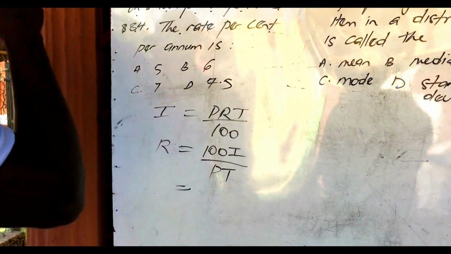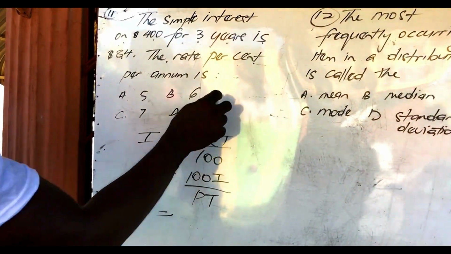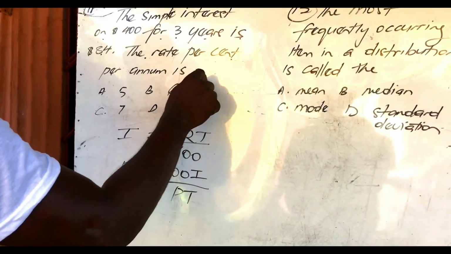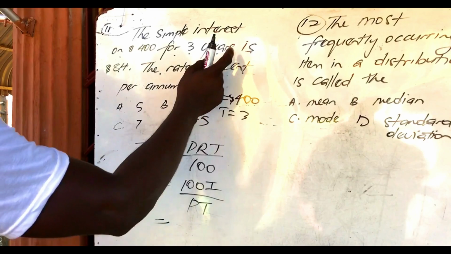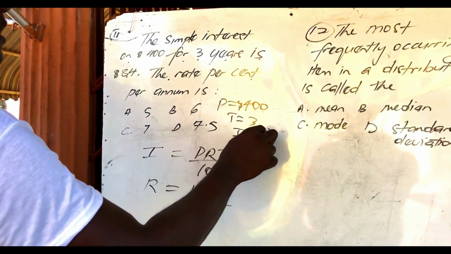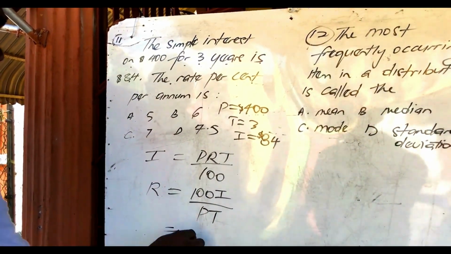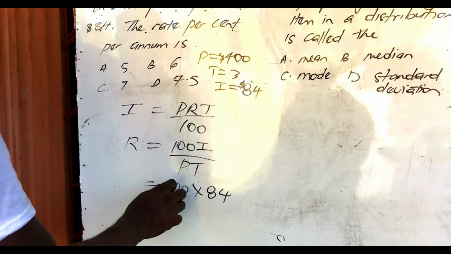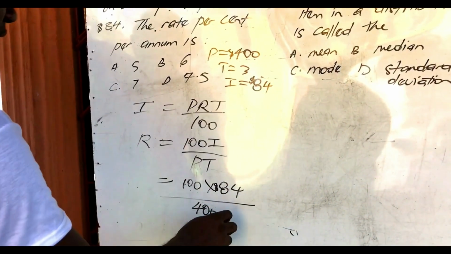So right up here, while reading the simple interest on $400, you quickly write down P equals $400, for 3 years, that's time equal to 3, is $84. So the simple interest is $84, so I equals $84. We want R. So R equals 100 times I, that's 100 times $84, divided by P, which is 400, times T, which is 3.